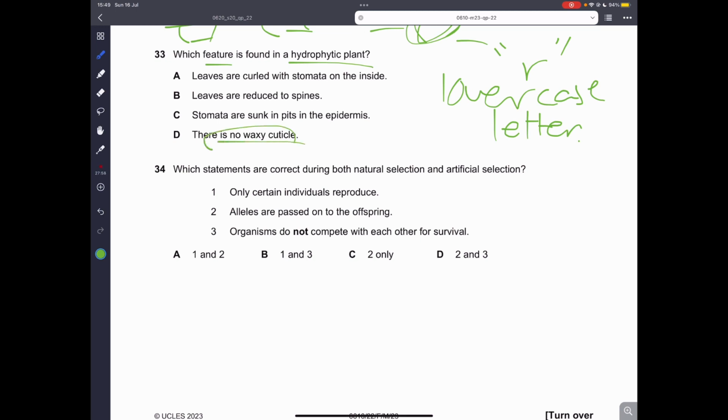Remember, they do not have a waxy cuticle, because the purpose of the waxy cuticle is to prevent water loss, but since they are already in a hydrophytic environment, they don't need this waxy cuticle. They don't need to worry about losing water. So D is the correct answer.